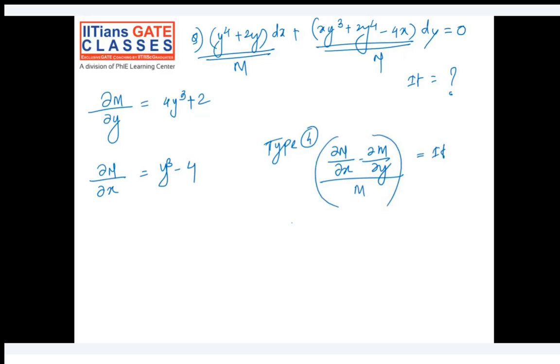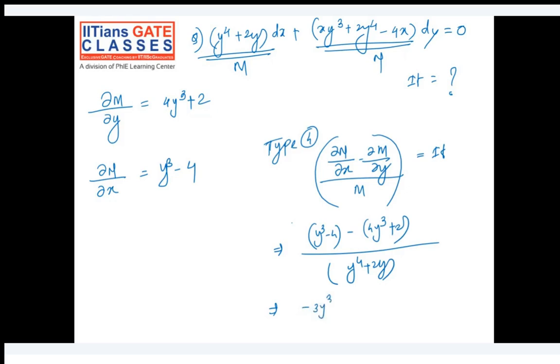Differentiation of m with respect to y is 4y cube plus 2, divided by m, which is y raised to the power 4 plus 2y. So if you further solve this, y cube minus 4y cube is minus 3y cube minus 6, divided by y raised to the power 4 plus 2y.